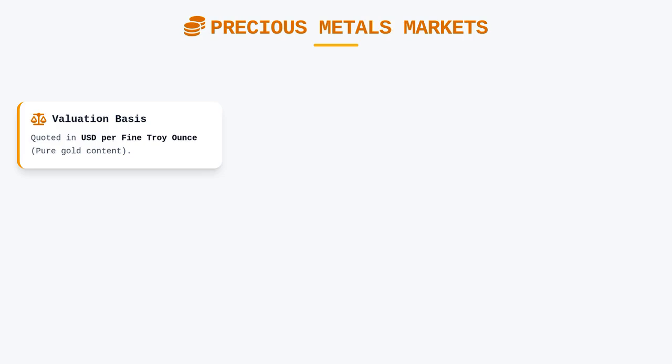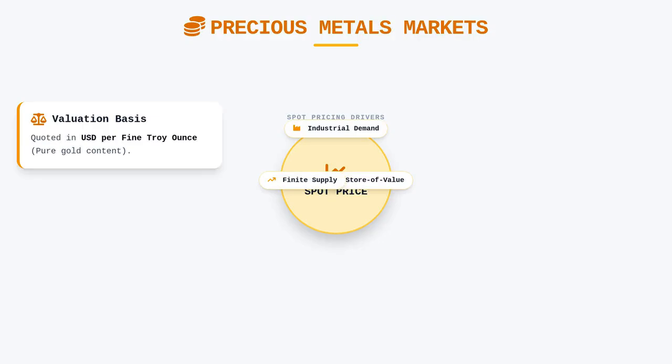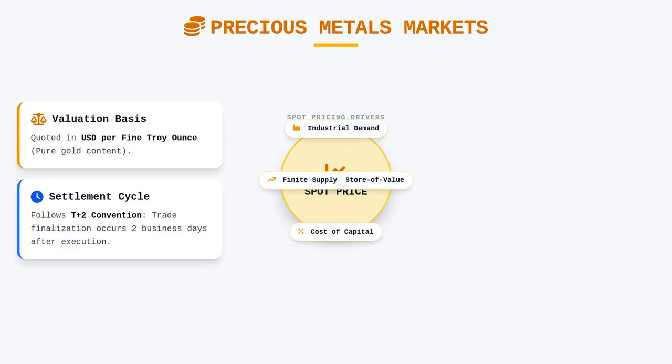Because metals are finite commodities, their spot pricing is heavily driven by the interplay between industrial demand, store of value expectations, and the cost of capital. Settlement for spot gold follows an industry-standard convention often referred to as T+2, meaning the physical exchange of metal or the finalization of the trade occurs 2 business days after the execution.